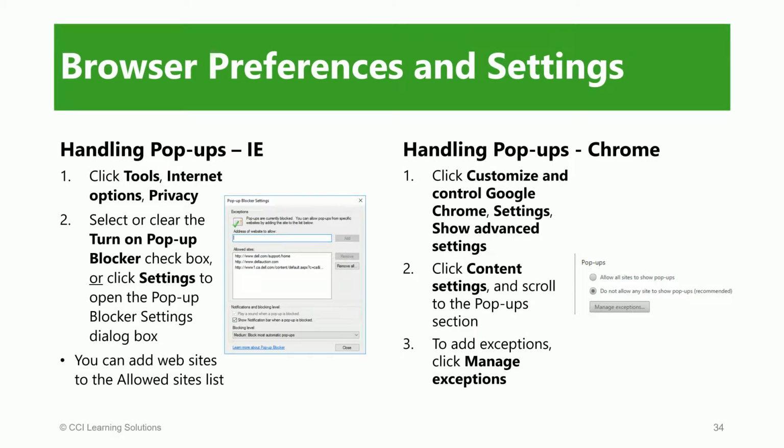Handling pop-ups. In Internet Explorer, click Tools, Internet Options, Privacy, select or clear the Turn on Pop-up Blocker checkbox, or click Settings to open the Pop-up Blocker Settings dialog box. You can add websites to the allowed sites list. Handling pop-ups for Chrome: click Customize and Control Google Chrome, Settings, Show Advanced Settings, click Content Settings, and scroll to the pop-up section. To add exceptions, click Manage Exceptions.